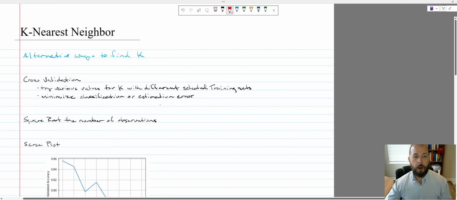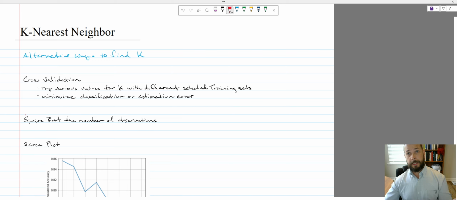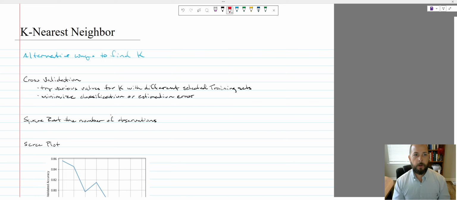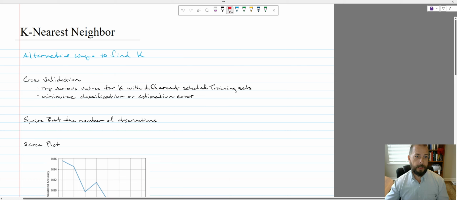All right. A very rough way of determining K values is the square root of the number of observations. Just take the square root of however many observations you have. Oftentimes, if you're pressed for time or need a rough cut way to determine what K value to start with, and you have no idea where to begin, this can help. Remember, observations are rows within our data set.